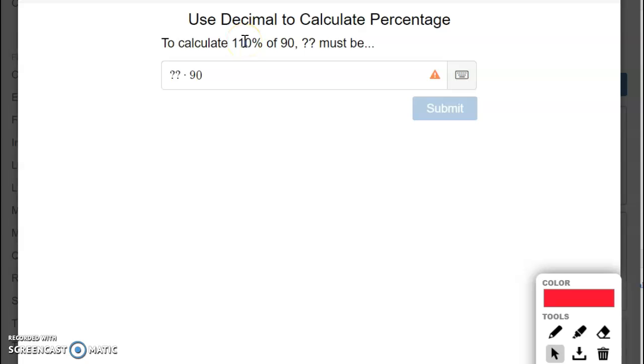We're asked to calculate 110% of 90. Okay, so 110% is greater than 100%, so it is going to be greater than 1, or we can convert this. The decimal place is right here right now, but then you will move 2 places to the left and you end up with 1.10. So this is going to be 1.10 multiplied by 90.